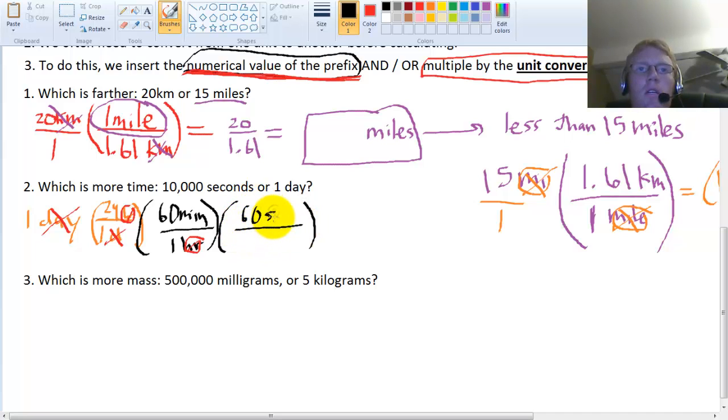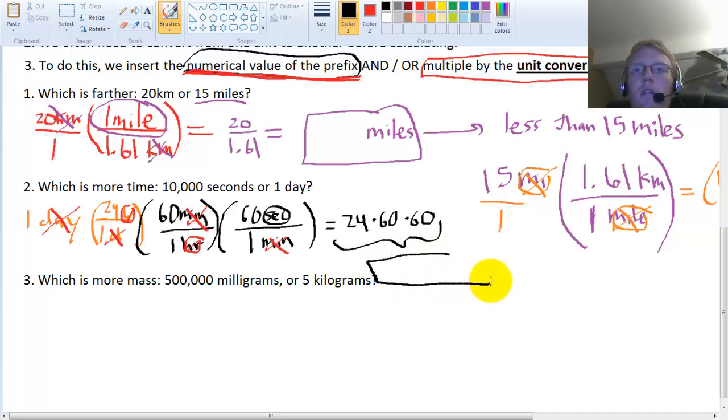So 60 seconds are in 1 minute. Okay, so now my minutes will cancel with my minutes. And my final answer is in seconds. So whatever 24 times 60 times 60 is, so I got 24 times 60 times 60. Okay, whatever I get when I multiply that, that's how many seconds there are.